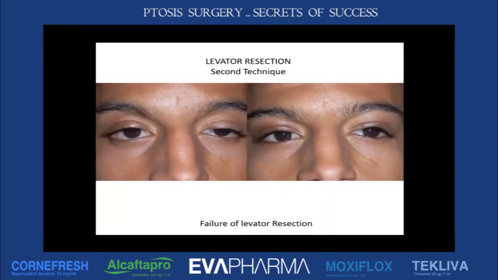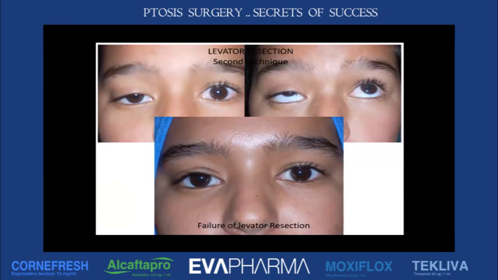Next, please. And we can still use levator resection even after the failure of a first levator resection. So it can be available as a second technique with a good result. Next, please. Here is a case of mini-invasive levator resection as a second technique after failure of the first levator resection, and the result postoperatively is relatively stable. Next, please.